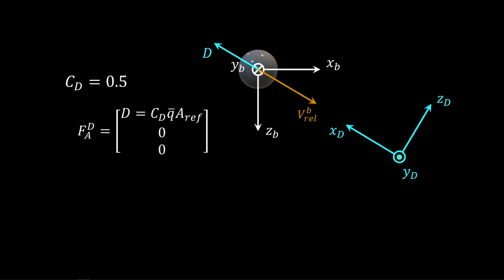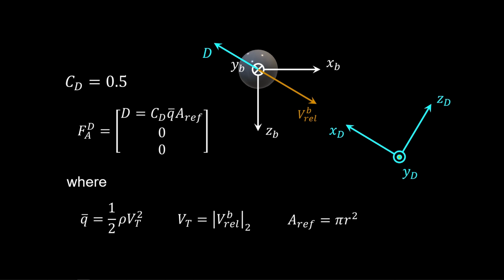The drag coefficient, note, is non-dimensionalized with a reference force that is the product of the dynamic pressure, Q bar, and the reference area. We get the dimensional drag with the product of drag coefficient, dynamic pressure, and reference area. Dynamic pressure is 1/2 times air density times airspeed squared. Airspeed is the 2-norm, or the square root of the sum of the squares of the relative velocity vector, and the reference area is simply the frontal area of the sphere.